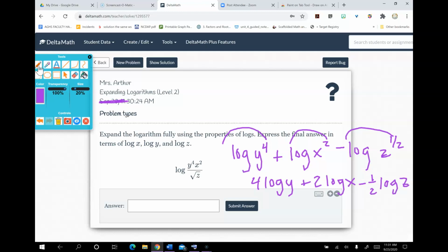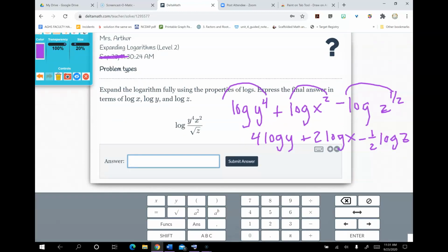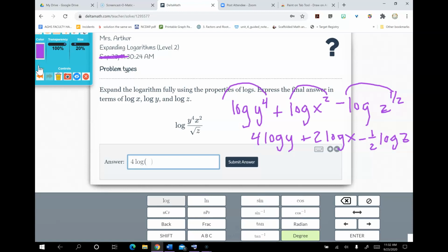All right, so I want to show you how to type this in, okay? All right, so we're going to go down here to submit answer. You have your keyboard here. Pull the keyboard up, okay? So I want 4 log of y, so I've got 4. Log is under functions. There you go. And it's log of y.